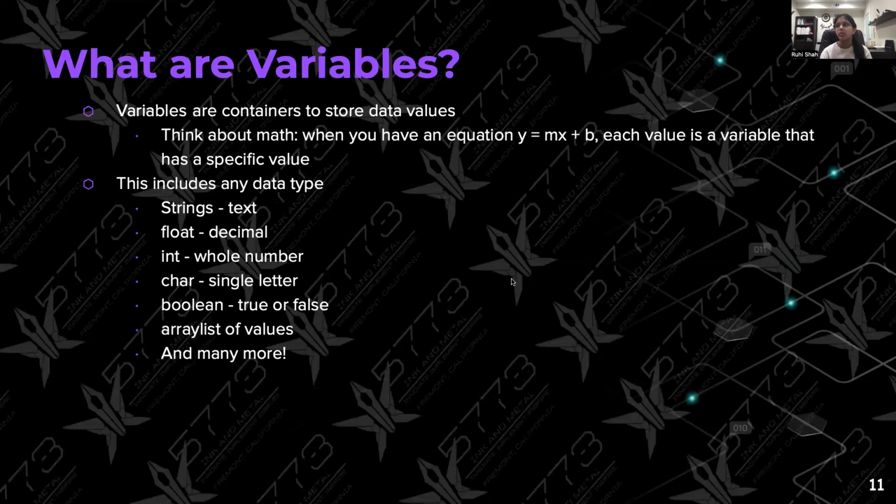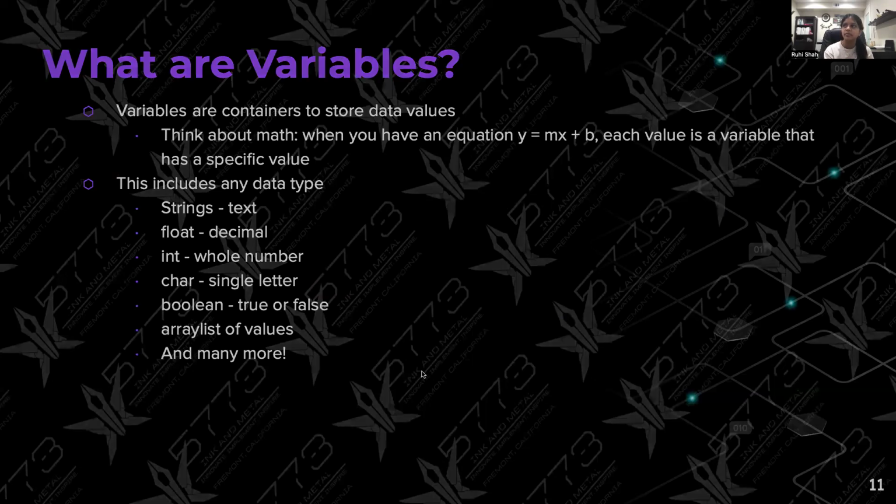So first, what are variables? Variables are containers to store data values. So let's think about math. When you have an equation like y equals mx plus b, every single value in this equation is a variable which has a specific value. So in coding, variables can have multiple data types. Some of the common ones are strings, which are basically just text, a float, which is a decimal, an int, which is short for integer, which is a whole number, char, which is short for character, which is a single letter, Boolean, which holds either a true or a false value, and the last one is an array, a list of values. And of course, there's a lot more. These are just the main ones.